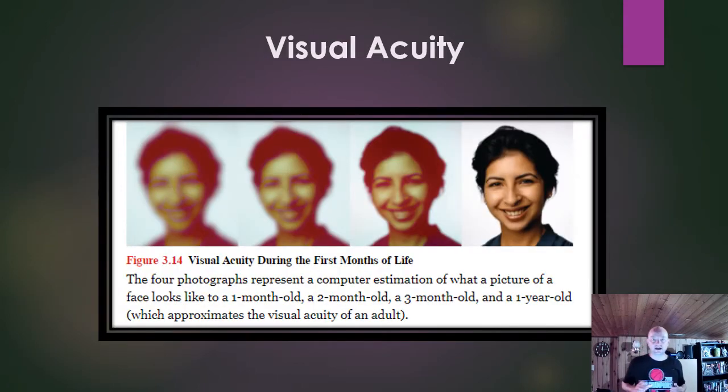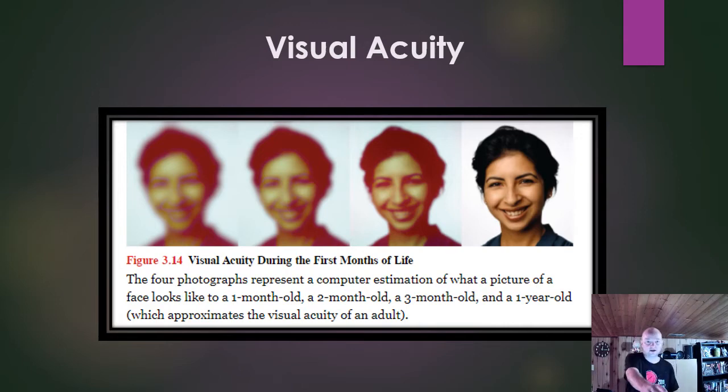If you want to add to your notes, acuity just means how clear. You can see in these pictures that as you move across towards the right, it's getting more clear, so you would say the visual acuity is increasing. The 4 photographs represent a computer estimation of what a picture of a face looks like to a 1-month-old, 2-month-old, 3-month-old, and then a year-old.